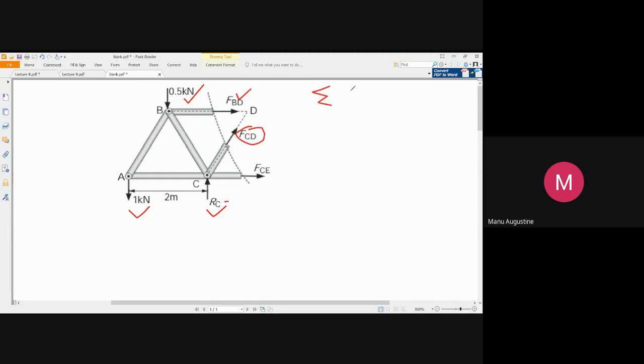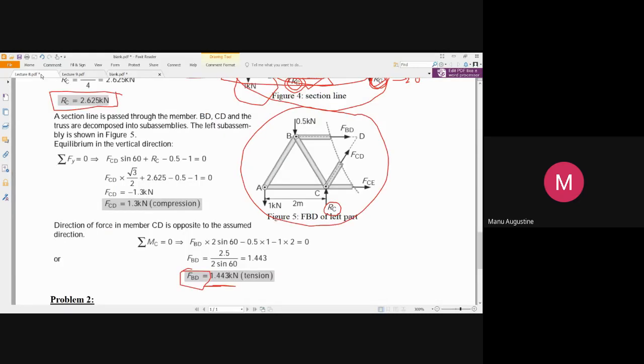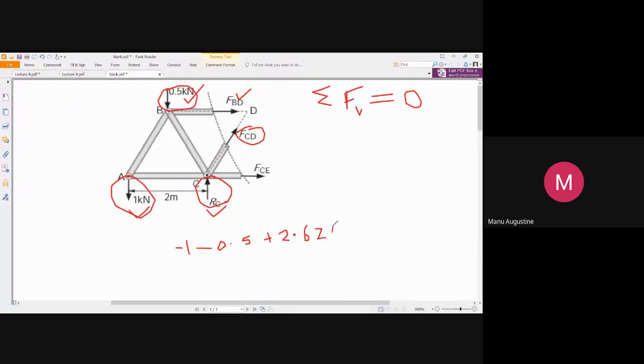Summation of all the vertical forces must be zero because this part is in equilibrium. So what are the vertical forces? Let us calculate each vertical force in the problem one by one with their proper sign. First vertical force, 1 kilonewton, minus one. Why minus one? Because it is acting in the downward direction. Second vertical force, 0.5 kilonewton, again minus, because this is also vertical. Third one, RC, this is vertical but acting upward. So I will put a plus sign here. And RC was 2.625. So plus 2.625 RC.